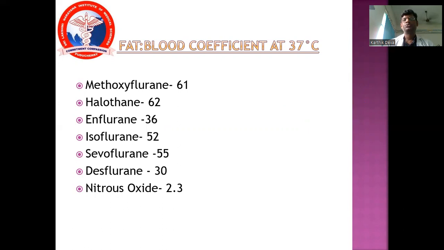We take fat as a tissue. So the fat blood coefficient at room temperature: methoxyflurane has 61, halothane has 62, nitrous oxide has 2.3, desflurane is 30, sevoflurane is 55, isoflurane is 52, enflurane is 36.